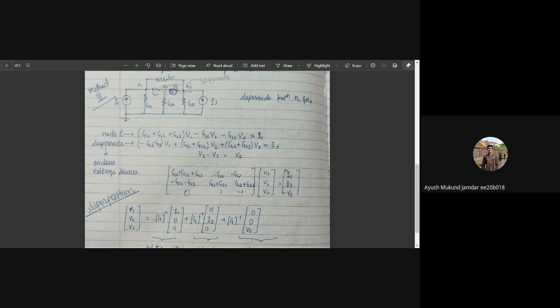For node 1, we just saw how the equation goes. Let's write it for the supernode: the current going into the supernode and coming out of the supernode, the algebraic sum should be 0. We have V2 and V3 over there, and Vs gave us the equation that V2 minus V3 is Vs. Now coming to the KCL equation, that gives us V2 times G22 plus V2 times G12.